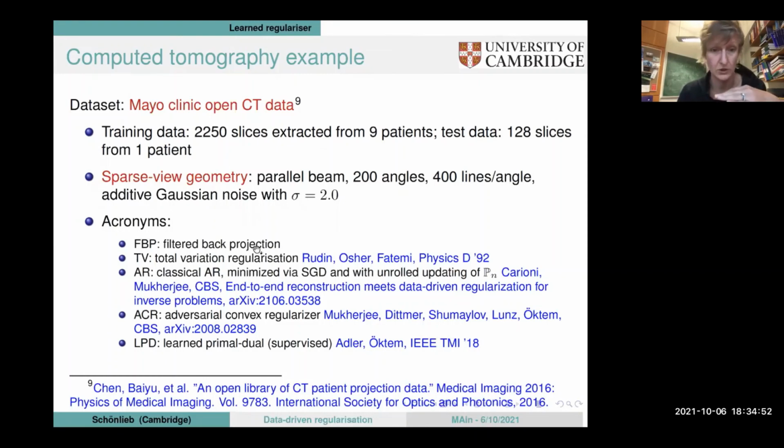This is the pseudo-inverse reconstruction, total variation, the adversarial regularizer that has this clever updating in it. Okay, the convex adversarial regularizer, and this is a kind of state-of-the-art, data-driven, deep learning-based reconstruction approach that belongs to the class of learned unrolling. Okay, learned iterative schemes.